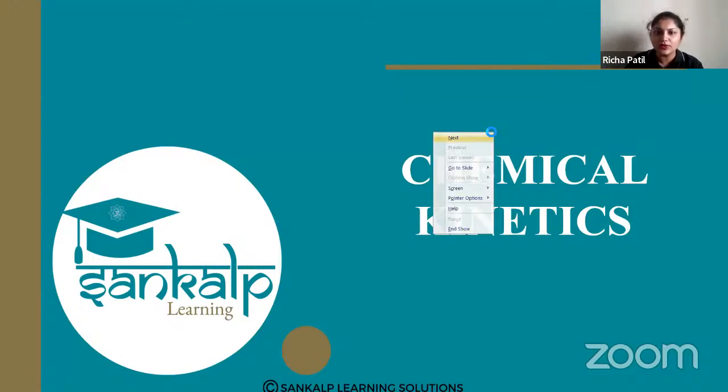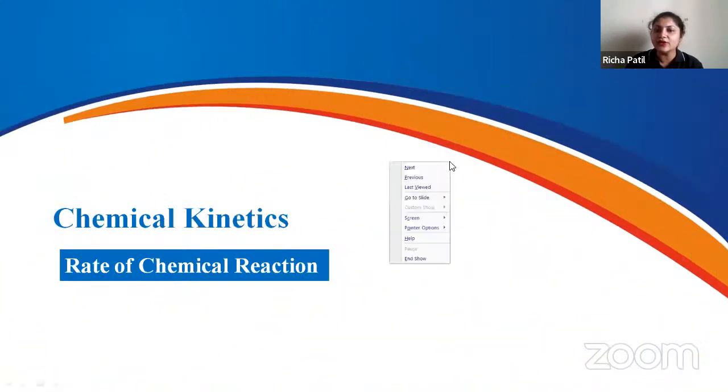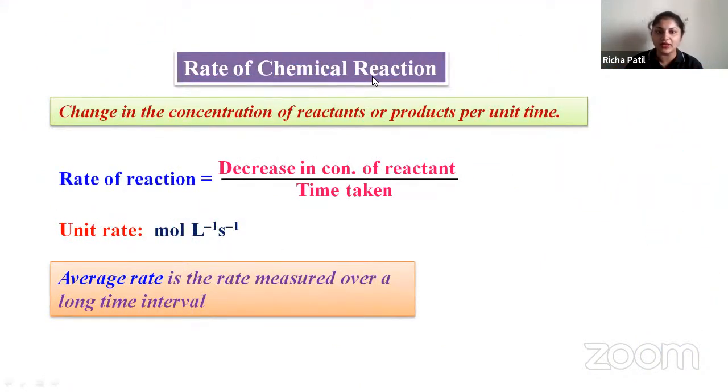So we'll start with the rate of chemical reaction. We'll see some definitions of rate of chemical reactions. So what is a rate of chemical reaction? It is the change in the concentration of reactants or products per unit time. It is nothing but a change in concentration of reactants or products per unit time.